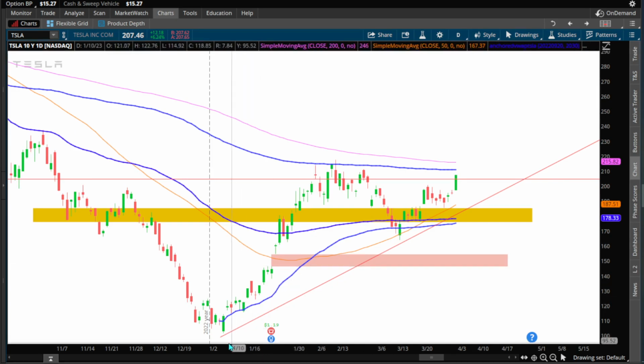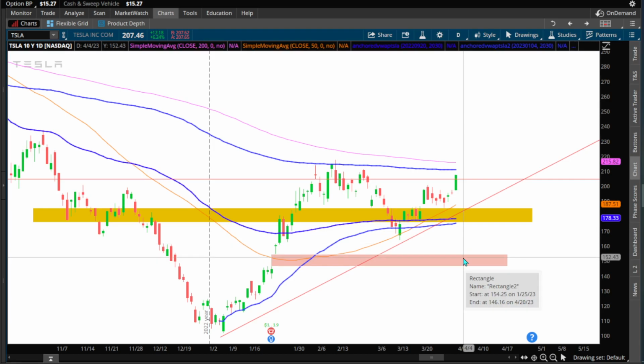So as long as we uphold this trend line right here and the 50-day, I think that Tesla is pretty safe for now. So like I said, the 50-day, this trend line, if we fall below both of those and we fall below these two anchored VWAPs right here, right around this 176, 178-ish area, then I think that is when we could possibly see this gap fill. So that's pretty much what I'm looking at for Tesla.